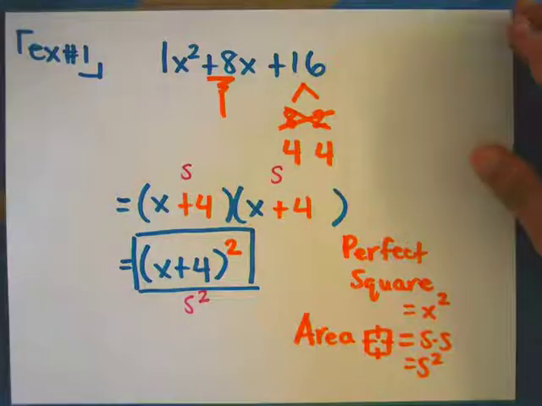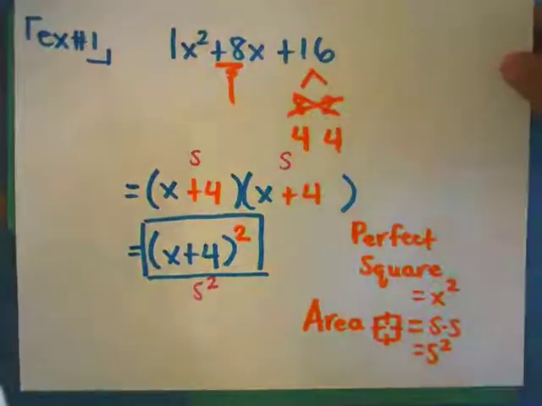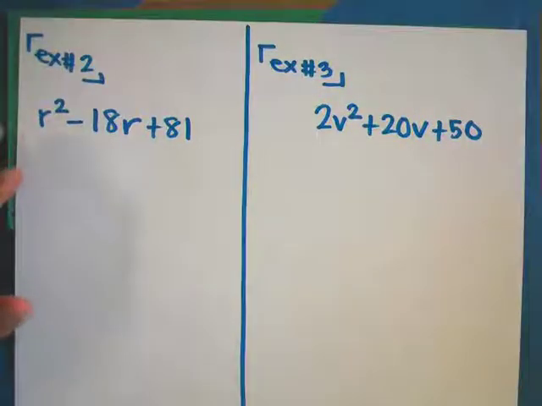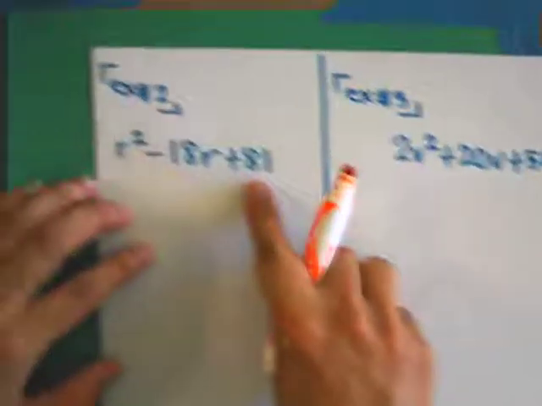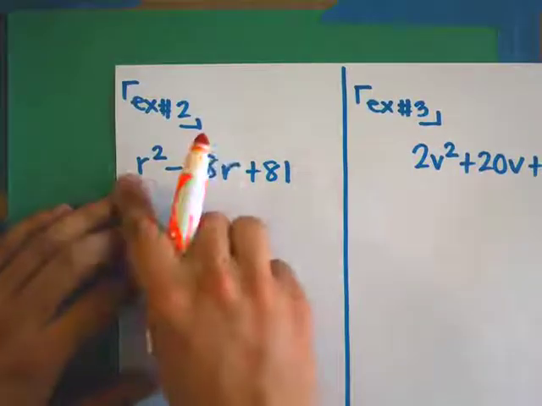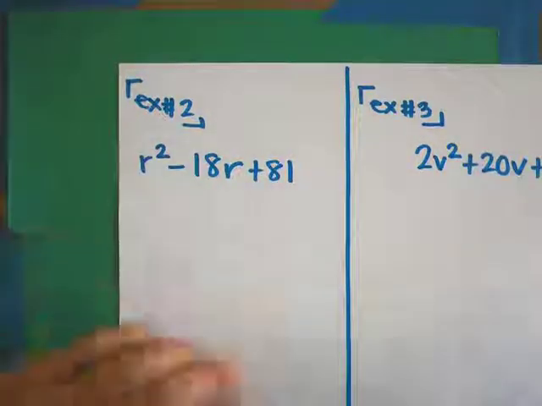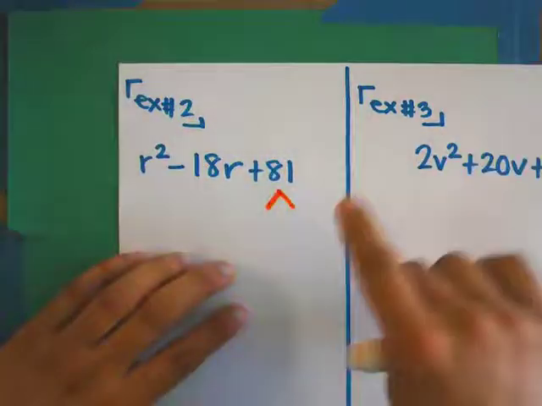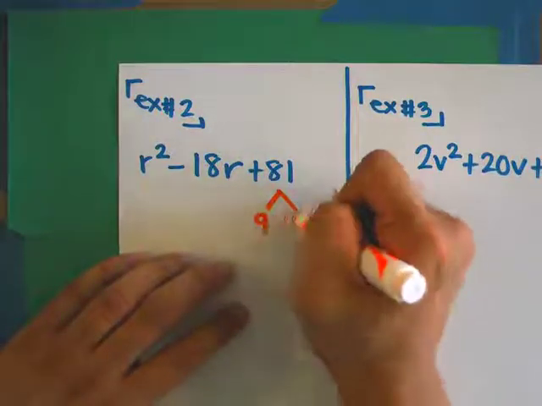Okay, let's move on to the next 2 examples, and then after that we'll get into some a little new material. Examples number 2 and 3, I'll put them together like this. Okay, let's start with this one first. Now there's a 1 in front of the r squared, so we don't have to deal with too much with that. We will in next phases though. Okay, what 2 numbers multiply together to make positive 81? We can go 9 times 9.